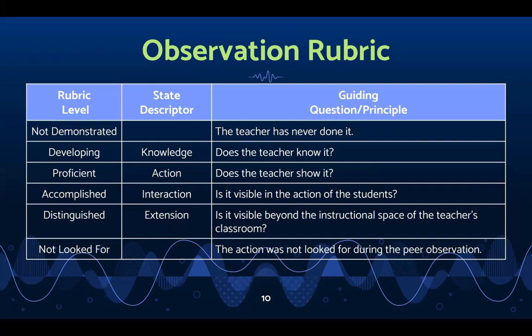There is also a rating called not looked for, and it is used for elements that are not observed during a peer observation. We will share those with you in a moment.